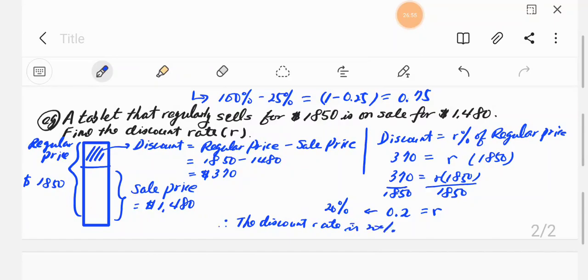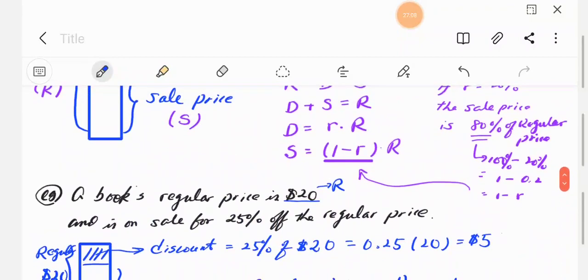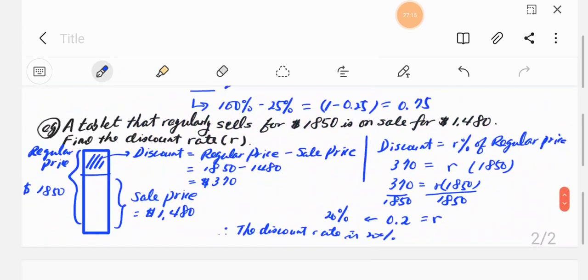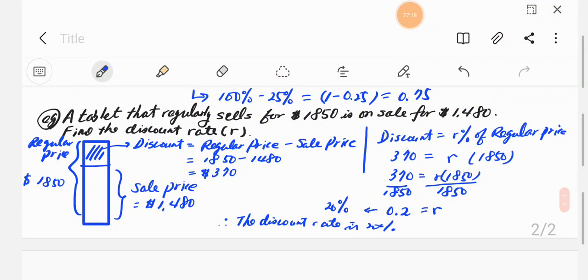Simple, isn't it? So for these particular questions, like a markup or markdown question or discount question, draw a diagram. So you don't have to memorize the equation. There are so many equations related to this. You don't have to memorize them. Just understand the diagram so that you can write an equation. The equation varies depending on the question, right? Sometimes you will be asked for the discount, or the discount rate, or the sale price or regular price, whatever. All these equations come from the diagram. So don't forget the diagram. Understand the diagram and use the diagram. Okay, so that's it for this section.